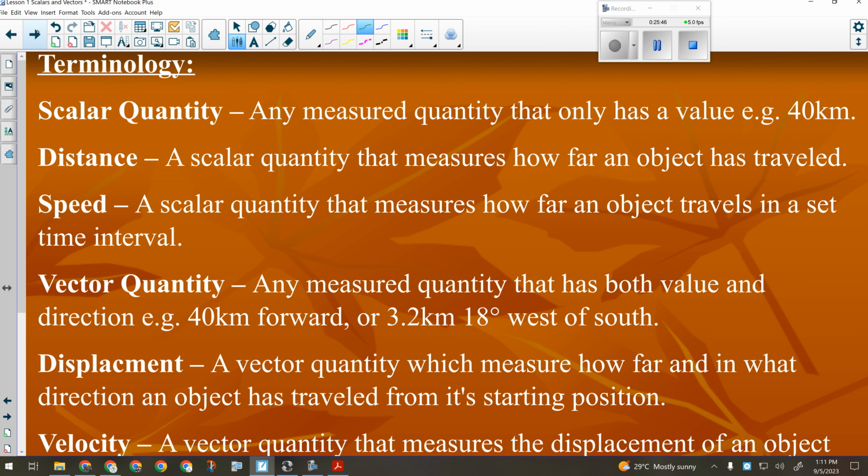So this is just definitions. You don't need to copy these down in your notes. Scalar quantities are any measured quantity that has only a value or only a magnitude, so 40 kilometers, 75 kilograms. Mass is another scalar quantity. So if someone asks you what your mass is, how much of you there is, that doesn't have a direction. Your weight, on the other hand, is vector. Another one to mess with your mind a little bit.